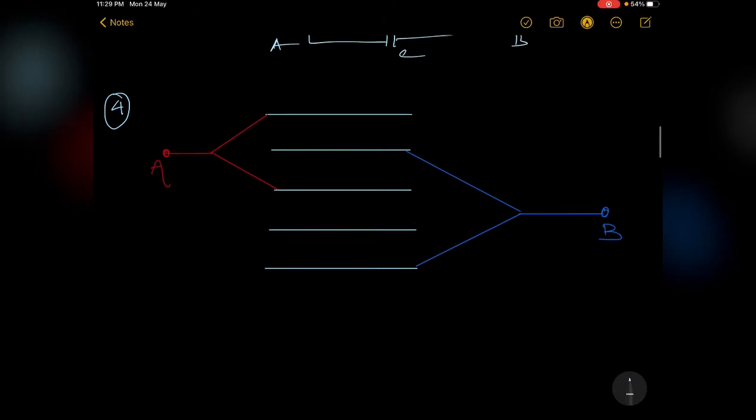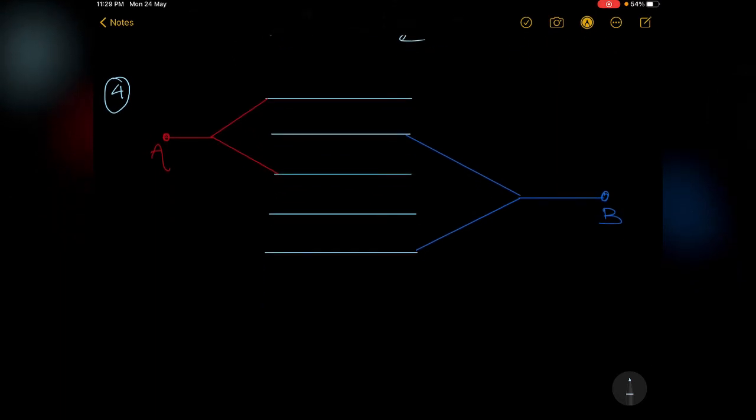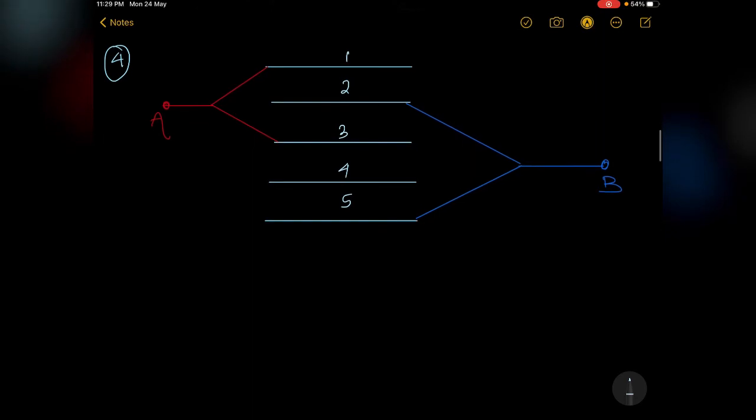Again, let us come to the fourth one. Let's name them 1, 2, 3, 4, 5. Here, I can say point A is connected to plate 1 and 3. Point B is connected to 2 and 5. In between A and B, there is a point also. Let us name that point C, and point C is connected to the plate 4.